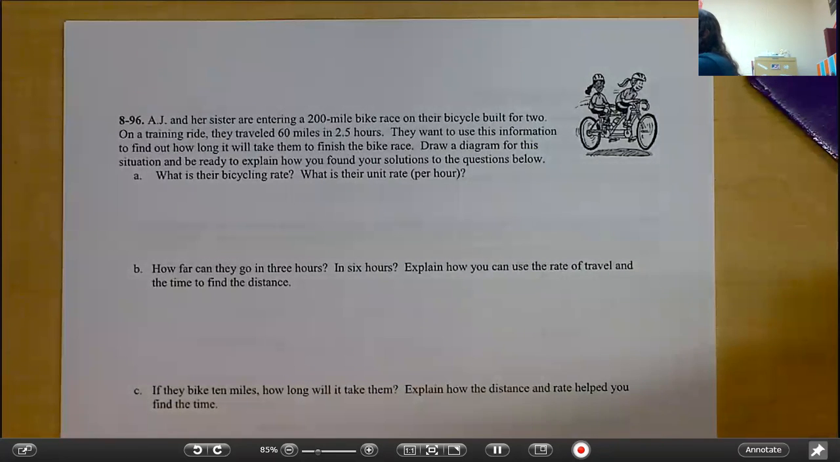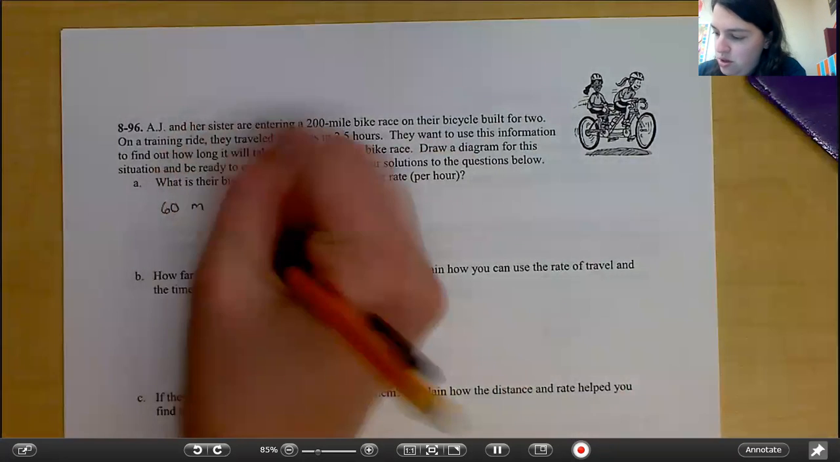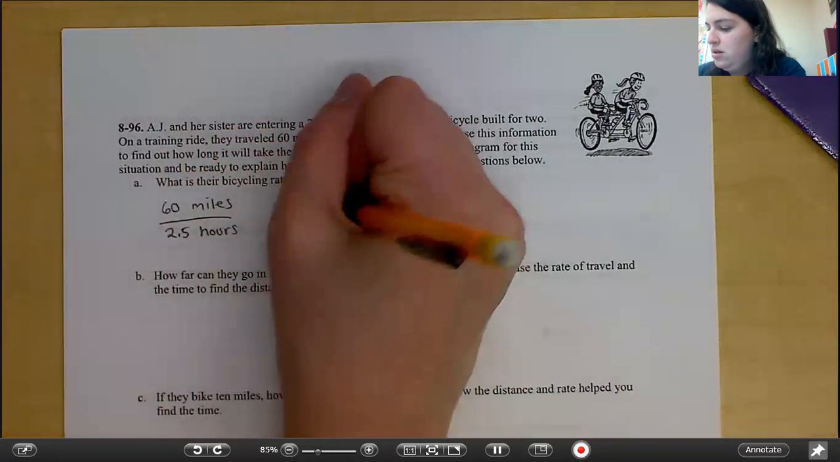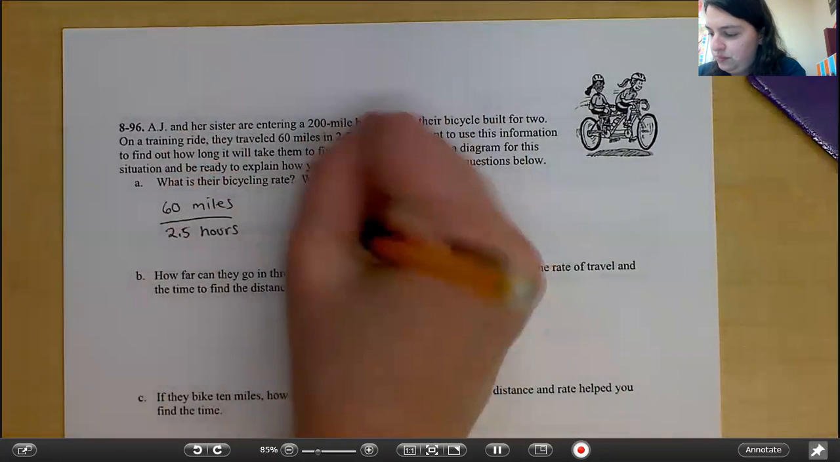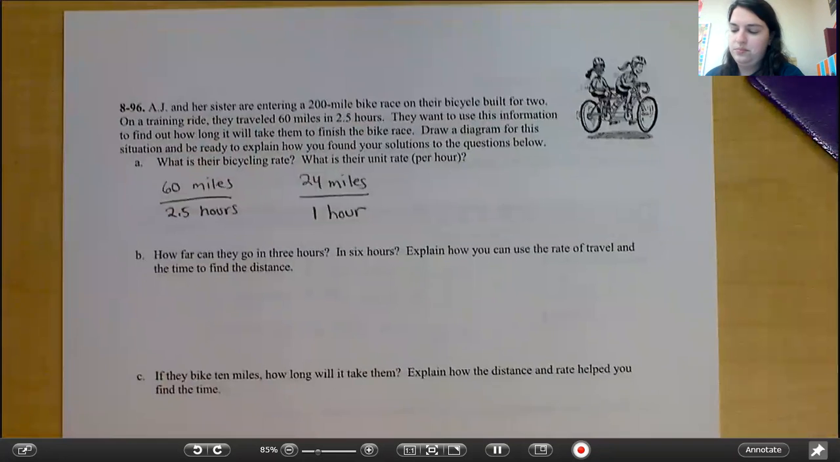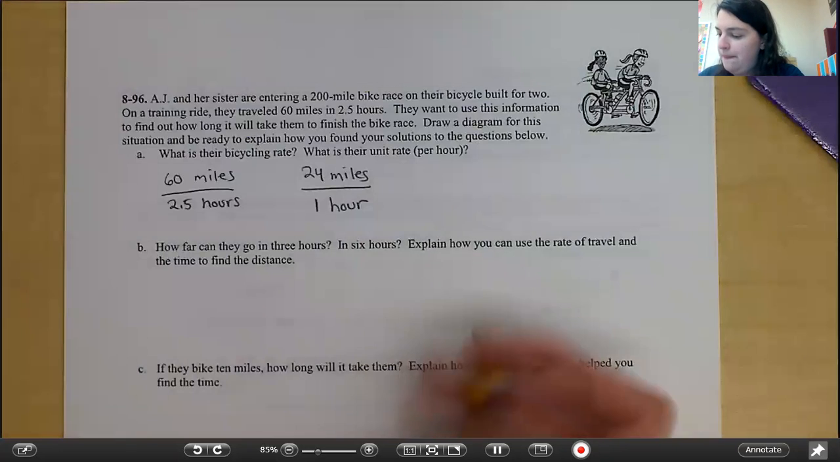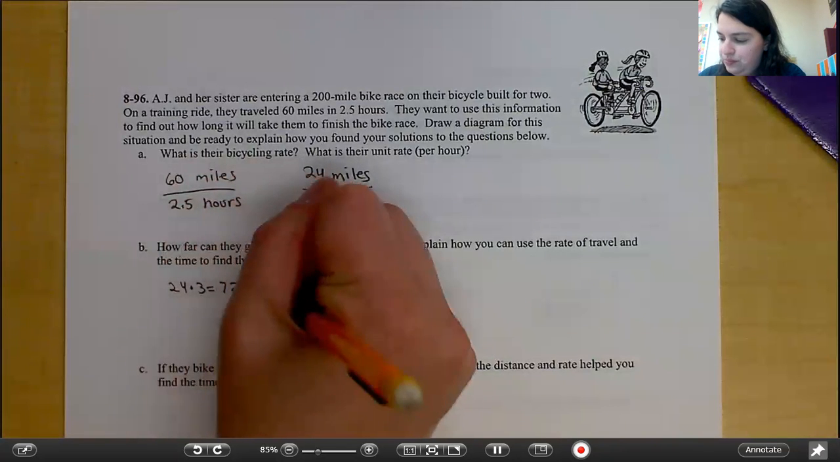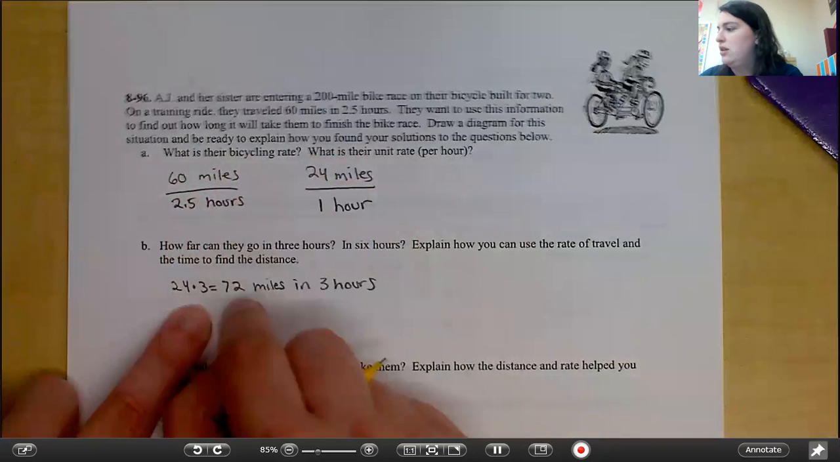So we're going to take a look at mine. The bicycle rate is 60 miles for every 2.5 hours. And the unit rate would be 24 miles per hour. So if we know that in 1 hour they can go 24 miles, now we can answer part B. In 3 hours, they can go 72 miles because 24 is our miles per hour times 3 hours is 72.